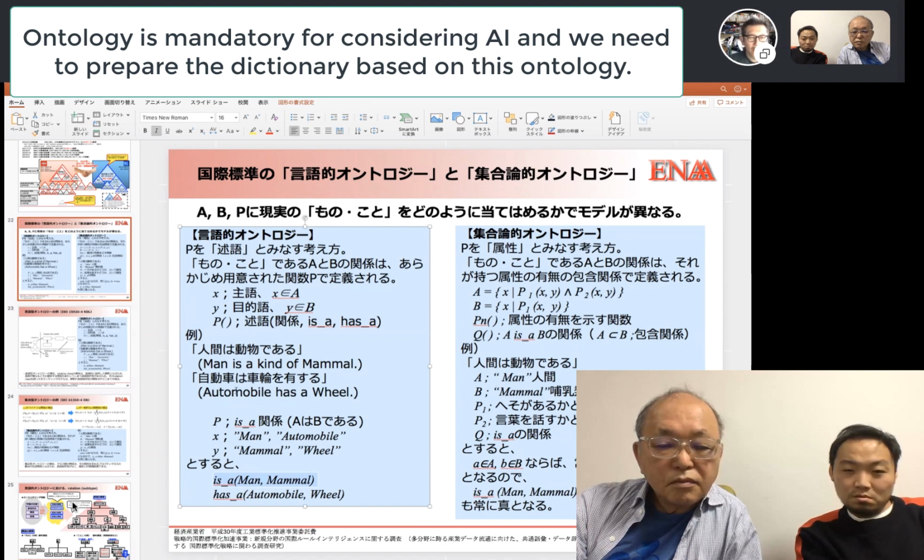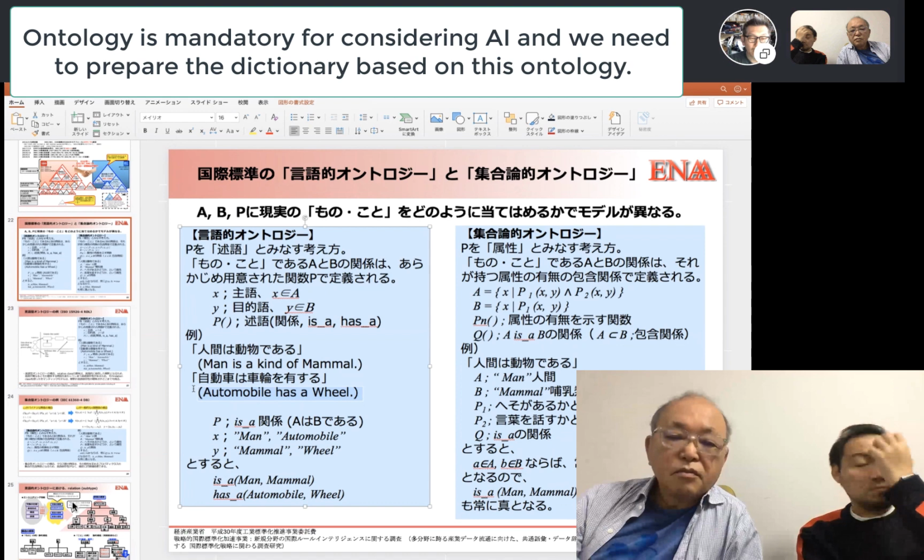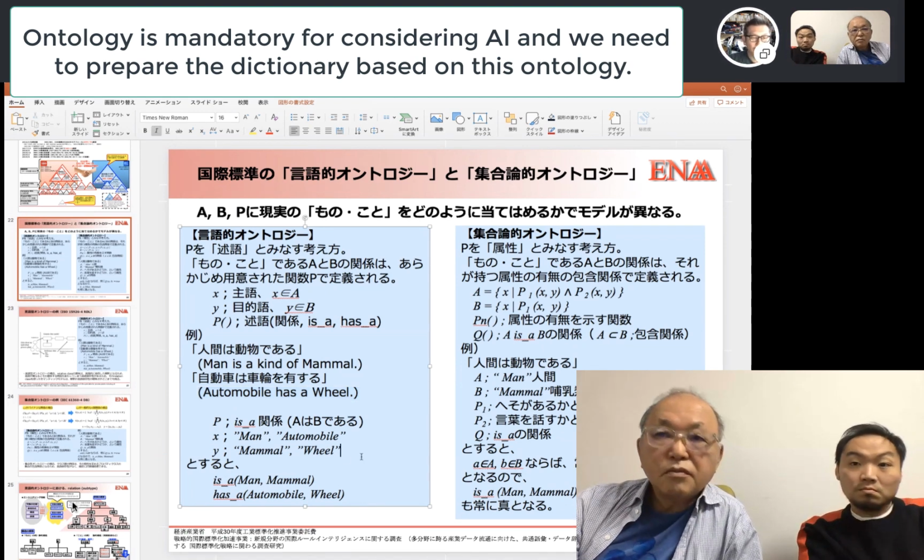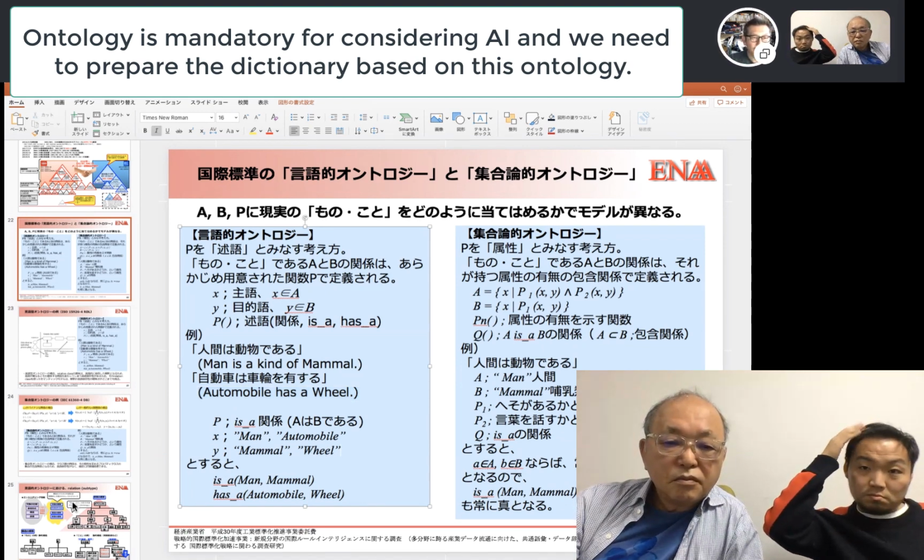In the same manner, if we like to say a car has wheels, an automobile has wheels, in such a case we can represent this linguistic explanation in such a formal way. Has, automobile, wheel. This is a representation of the automobile has a wheel.